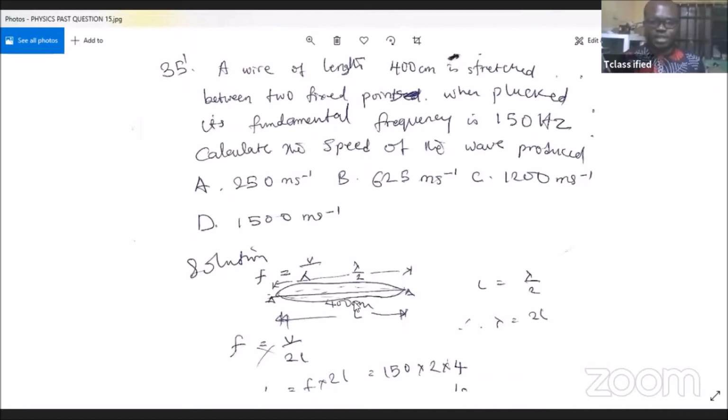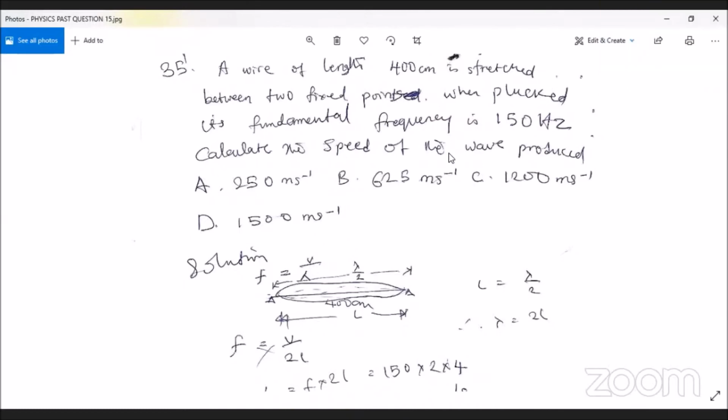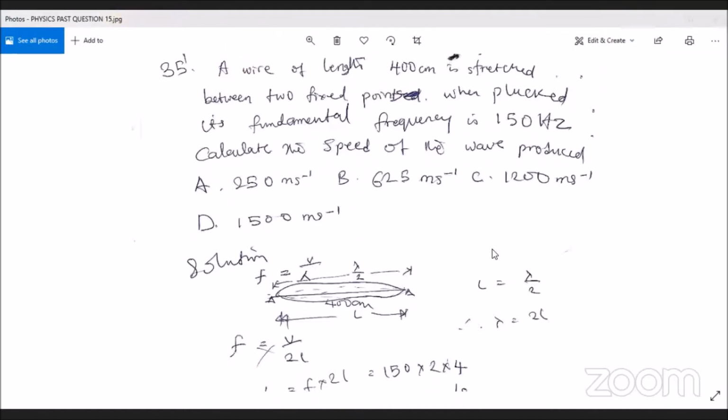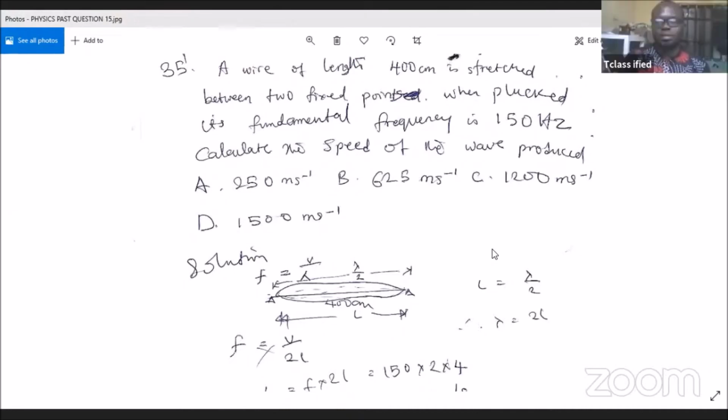They didn't tell you that it vibrates somewhere in the middle. Now, when it is plucked, this is the wire. When you pluck it, it will start vibrating up and down. Do you understand? So the diagram you draw is based on the question that you are given. The diagram I just gave you now is from what I read from the question. Okay, sir. Okay, we can move on.